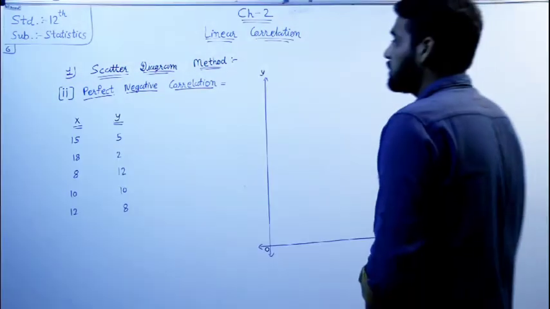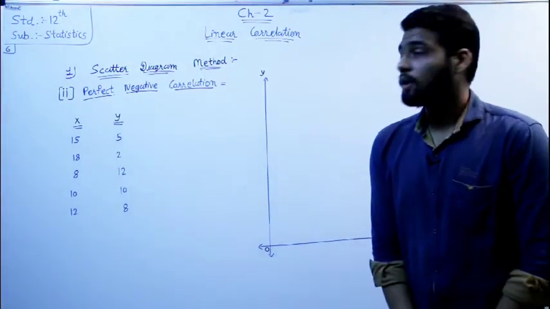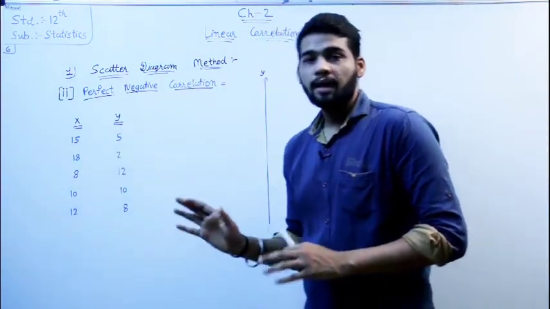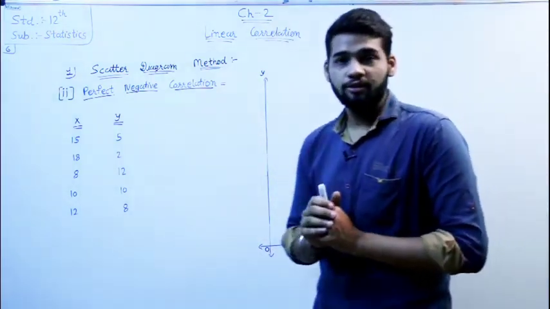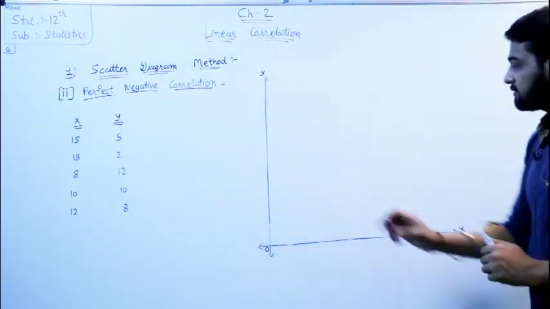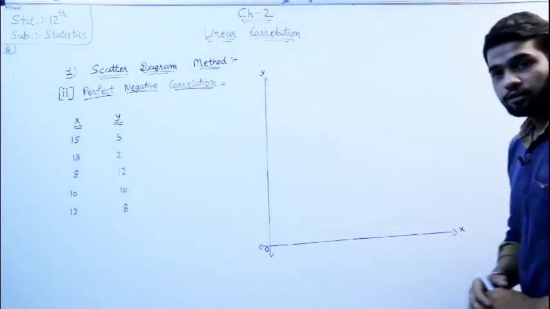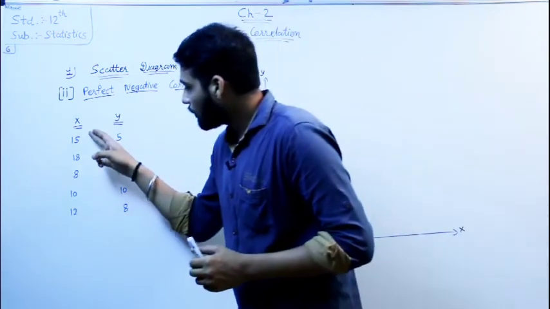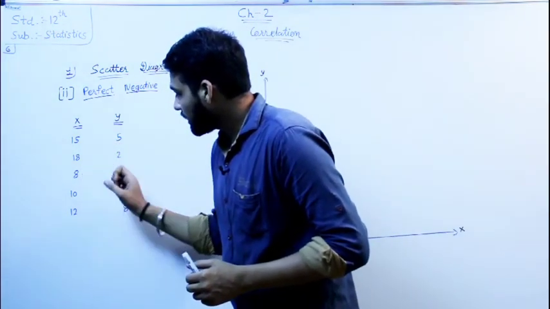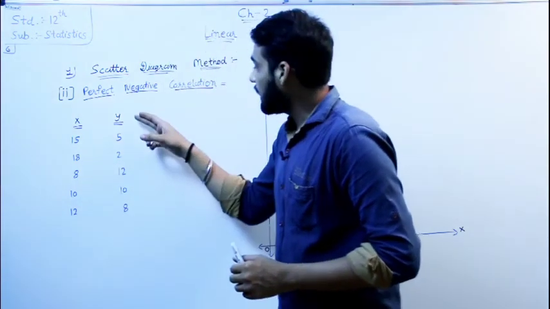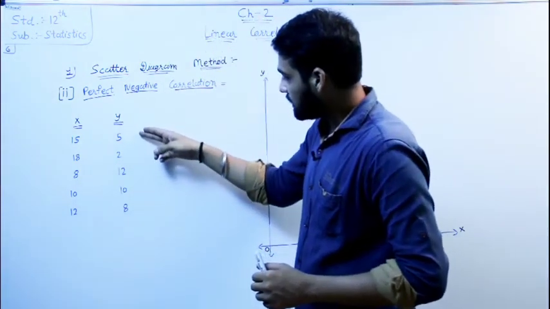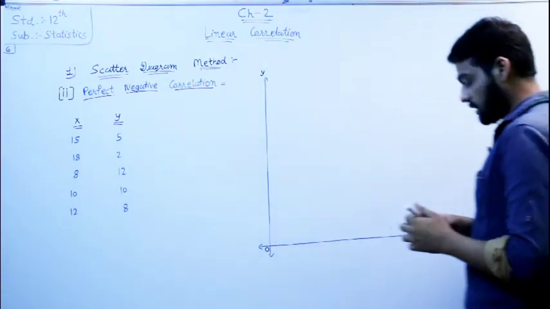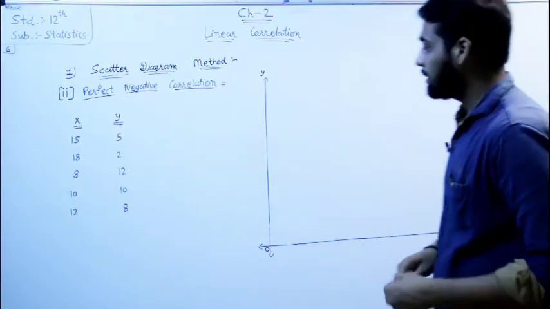Okay students, let us understand perfect negative correlation by example. We have two variables x and y, and we also have values of both variables. Now we prepare the graph with x and y axes, and this one is the x axis. Now we take values on the x axis and y axis. The minimum value of the x variable is 8 and the maximum is 18. The minimum value of the y variable is 2 and the maximum value is 12.